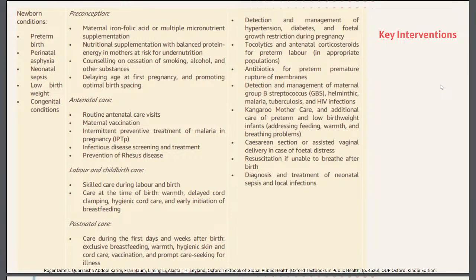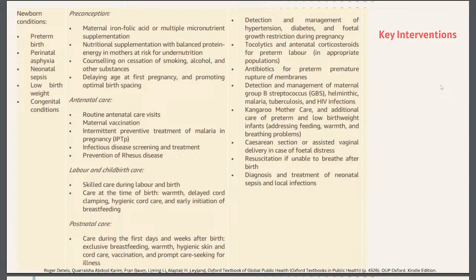Then infectious disease screening and treatment. All mothers have to be screened for the common infections that might occur, known as the TORCH group of infections, during the antenatal period, so that the newborns survive. Then prevention of rhesus disease, that is Rh negative and Rh positive pregnancy. Then what needs to be done at labor and childbirth care so that the babies do not die, that is skilled care during labor and childbirth. All women have to deliver in the presence of a skilled health professional. Children should not be born at home, so that their chances of survival are more.